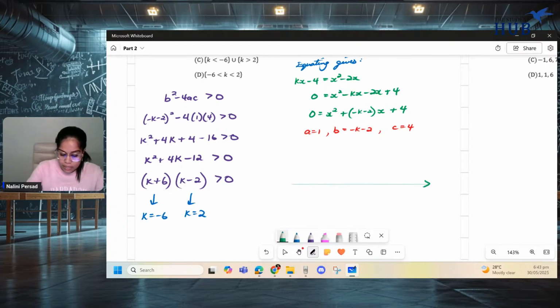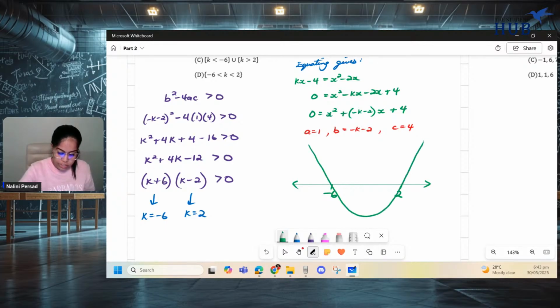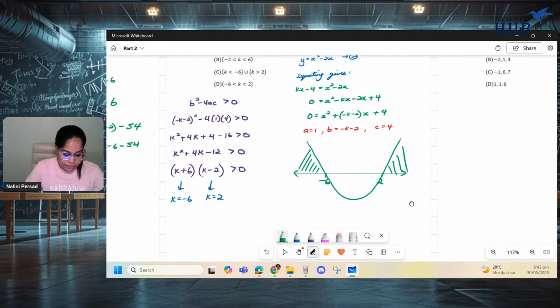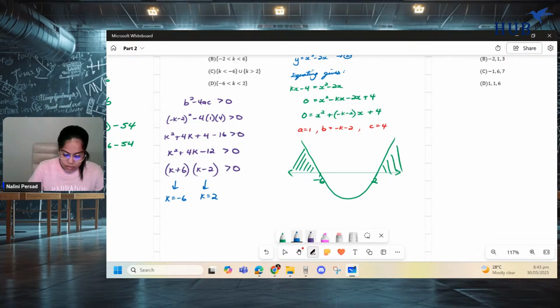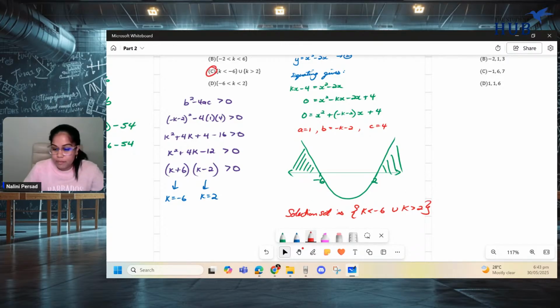So now you're going to think about your number line. On the number line, negative 6 happens first, and then the 2. And we are drawing a minimum. Right, that's your minimum parabola. And we are looking at the part of the graph that is positive, meaning above the x-axis. So how would I write down my solution set? Very nice, Felicia. The solution set, everyone. It's the values of k that are less than negative 6 or the values of k that are greater than 2. So that would be option C.